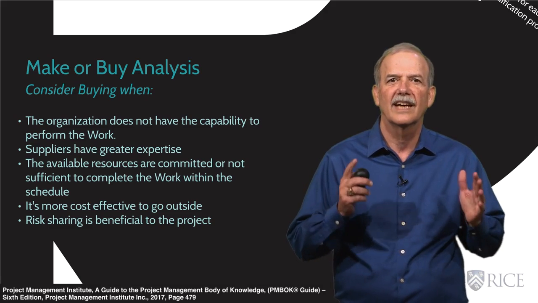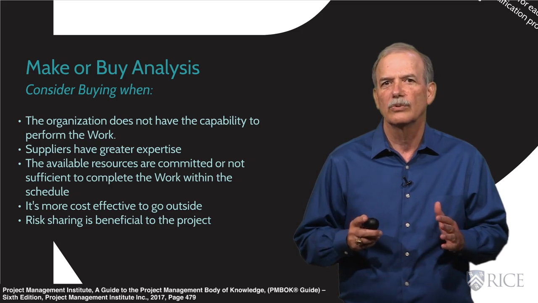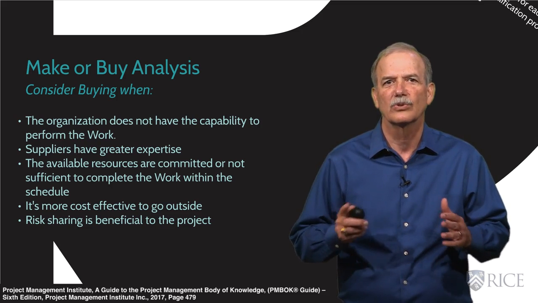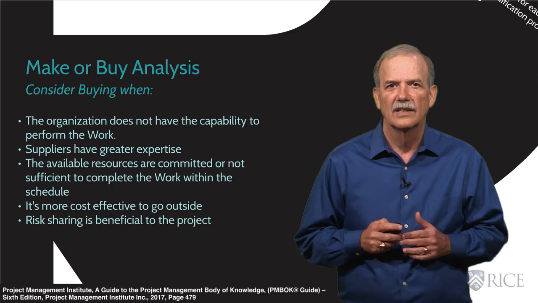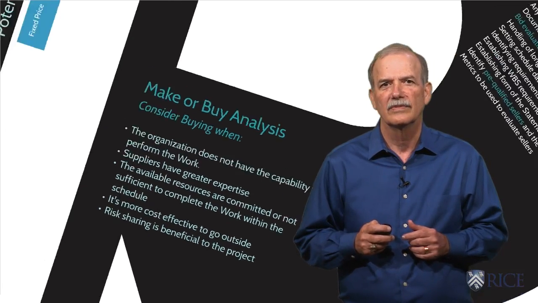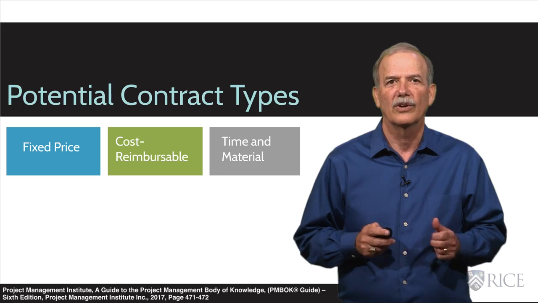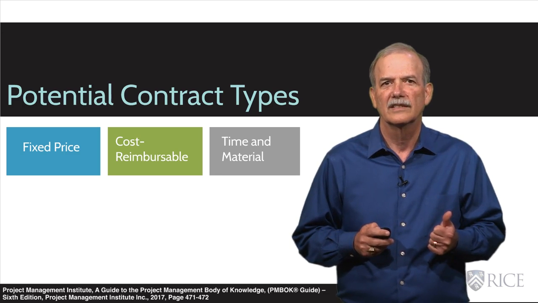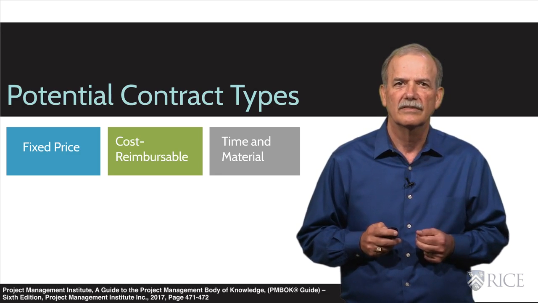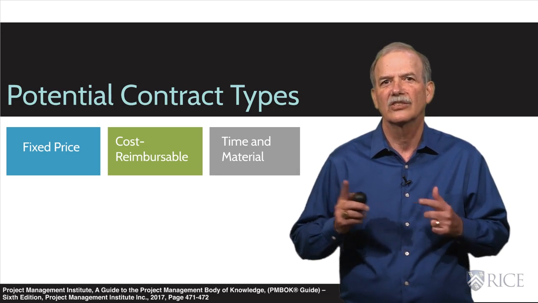So we've decided to outsource one or more items or activities. To do this, we plan to set up an agreement with the supplier to supply the goods, services, or results we need. What kind of agreement should we use? Three common contract types are fixed price, cost reimbursable, and time and material. Each has its place in the project world, and each has its strengths and weaknesses.